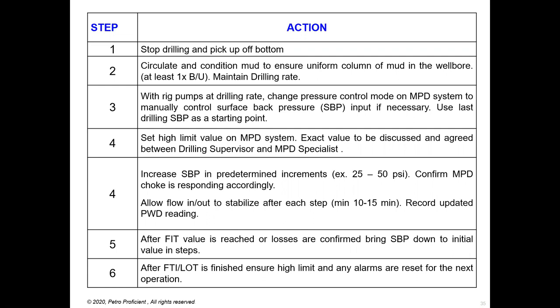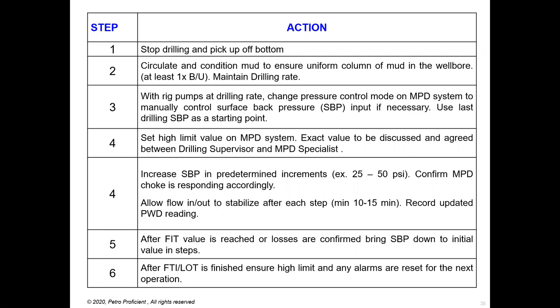And increase surface back pressure in increments of 25 to 50 PSI and confirm that the choke is responding. Allow flow in and flow out to stabilize after each step. Record it, and if you have a PWD, just make sure that you record that. Remember that you are circulating at the drilling rate, so you have full circulation in the well while you're doing this test using rig pumps.